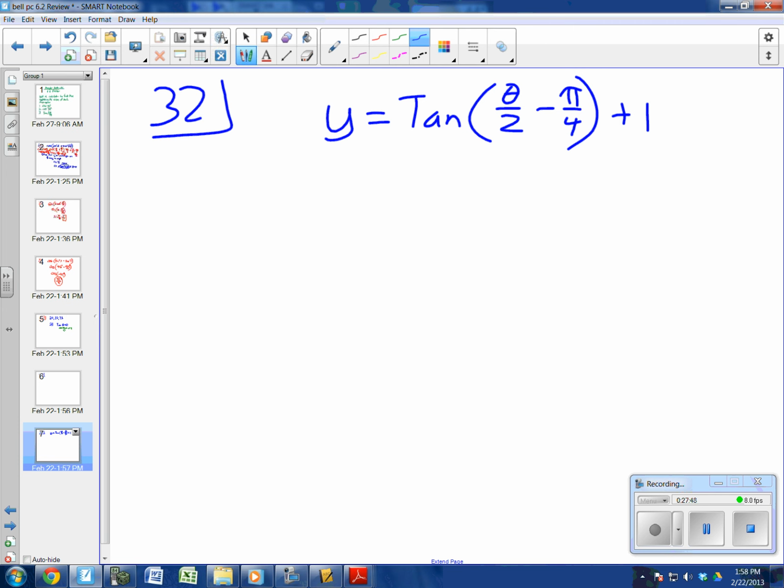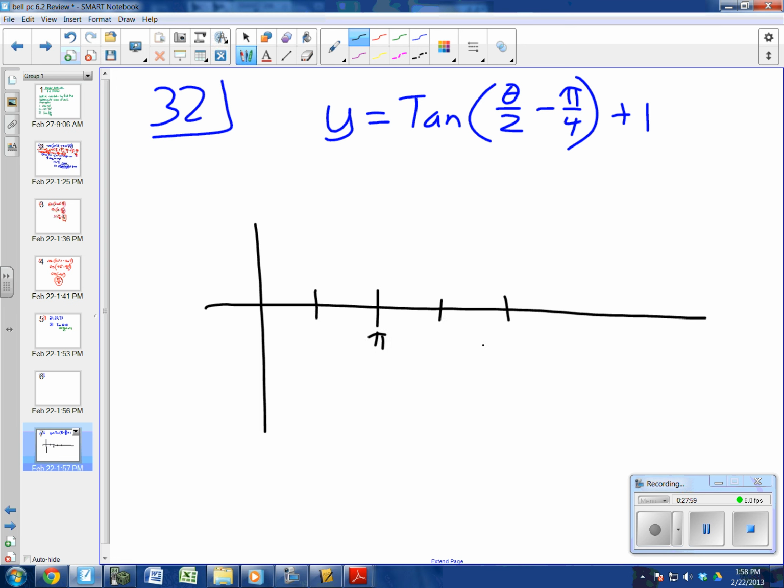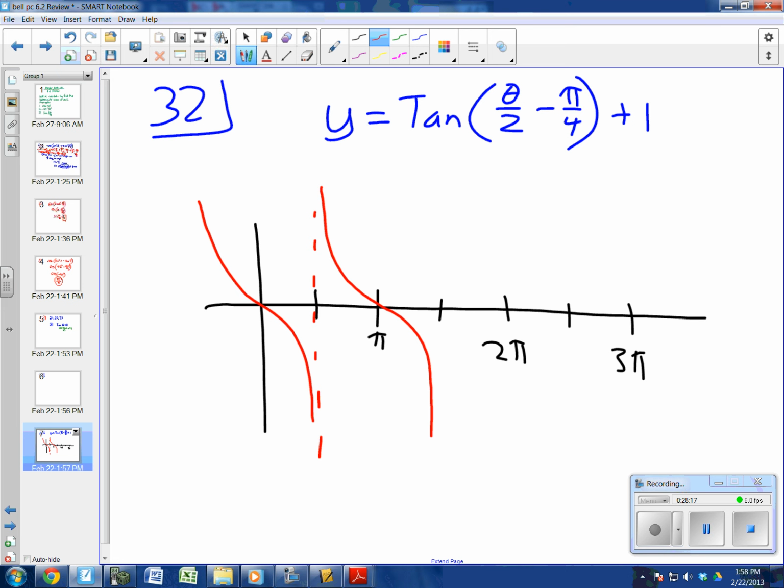Oh, you guys, look right here. I know that usually, I'm going to call that pi, 2 pi, 3 pi, and so forth. I'm going to do this in a couple different ways. I know that the tangent function looks like this, and there's an asymptote here. Then the next one's going to look like this, and there's an asymptote here. The next one's going to look like this. There's an asymptote here. That's what the tangent function looks like.